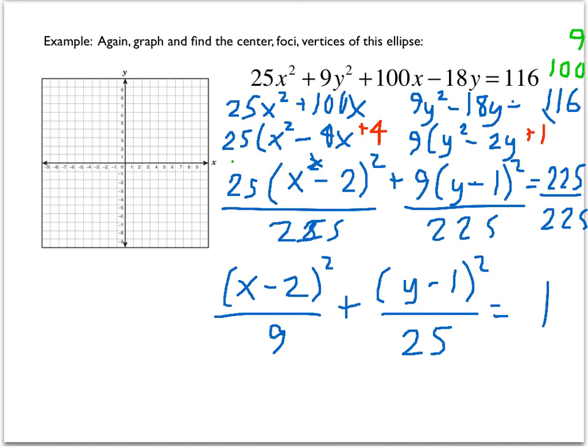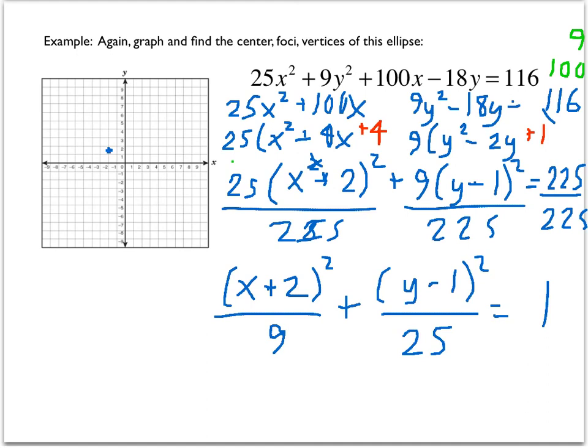So there you see I can pick out my center, which in this case is going to be, I think actually this should be a plus sign in here, shouldn't it? I kind of goofed up along the way there. So I think it should be negative 2, 1. There's going to be my center right there.